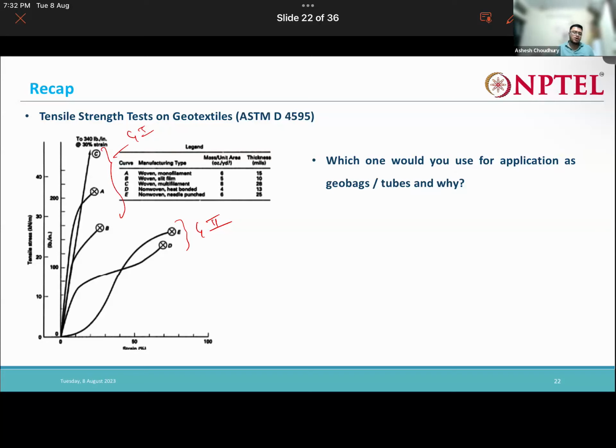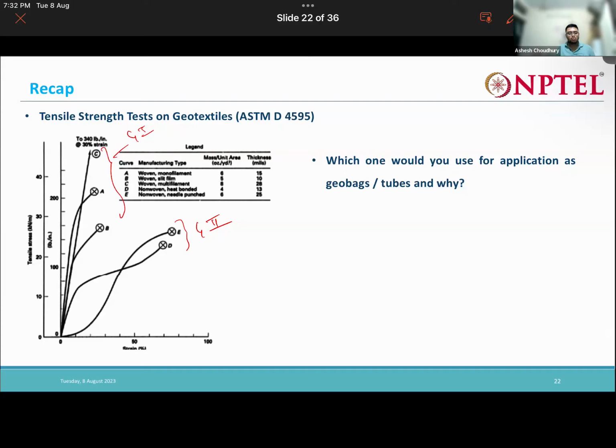Now see this group 1 geotextile, these are kind of brittle, right? At low strain they are rupturing, they are failing, isn't it? At very low strain they are rupturing.